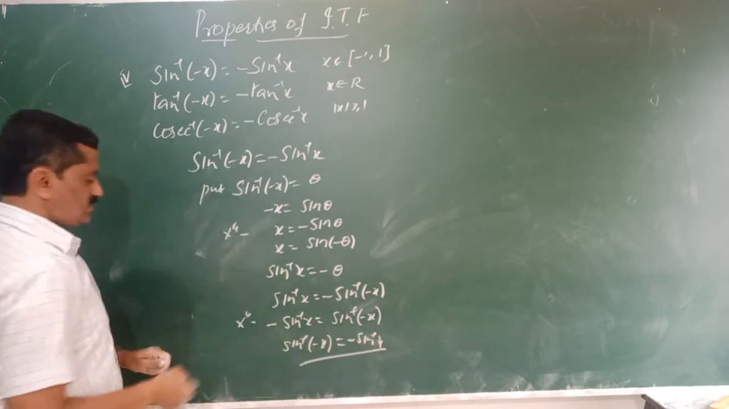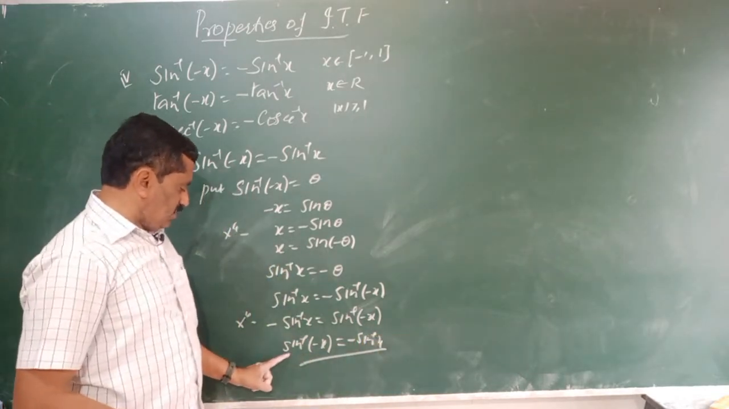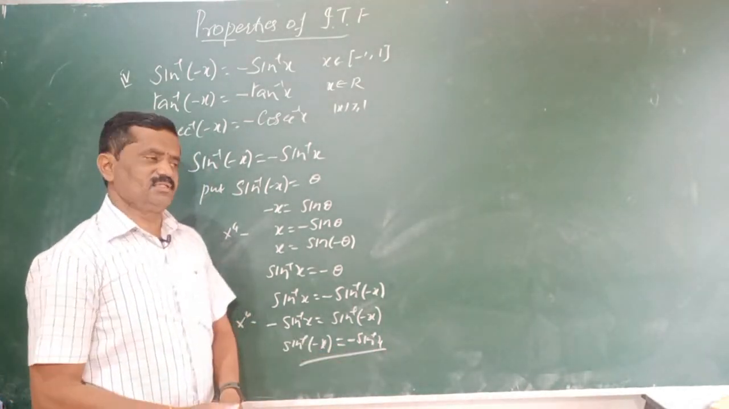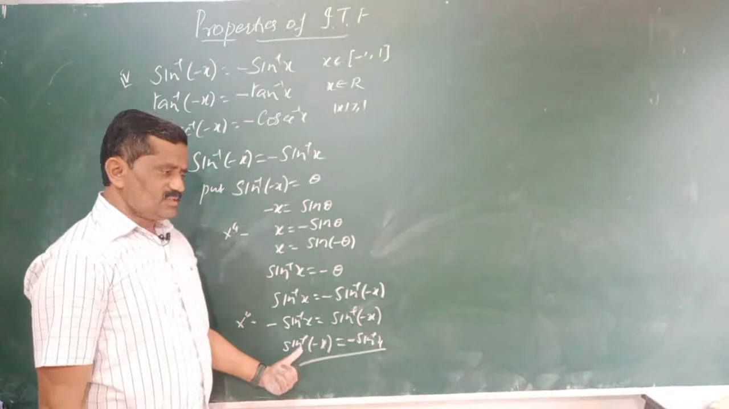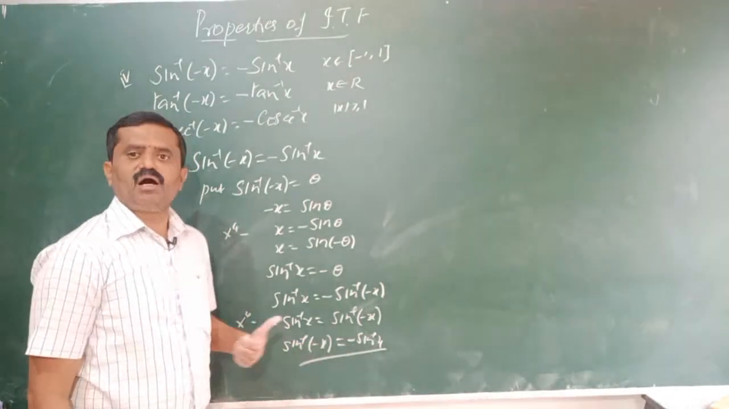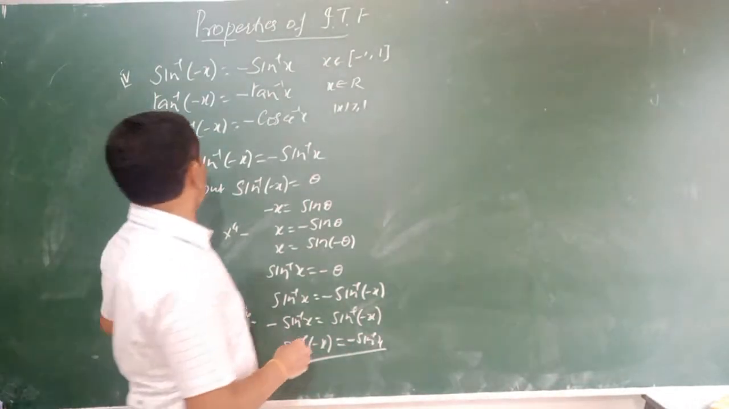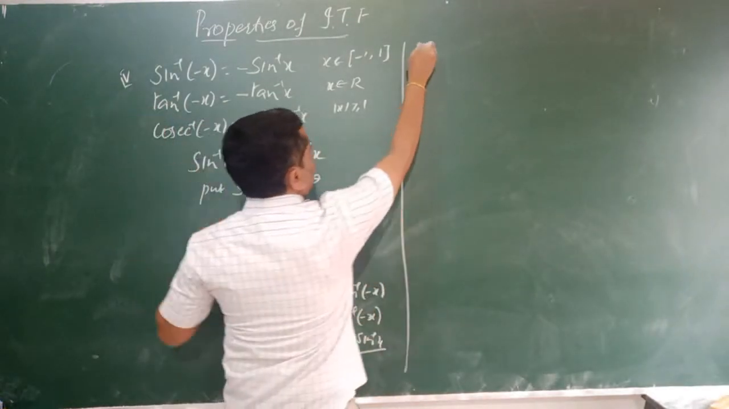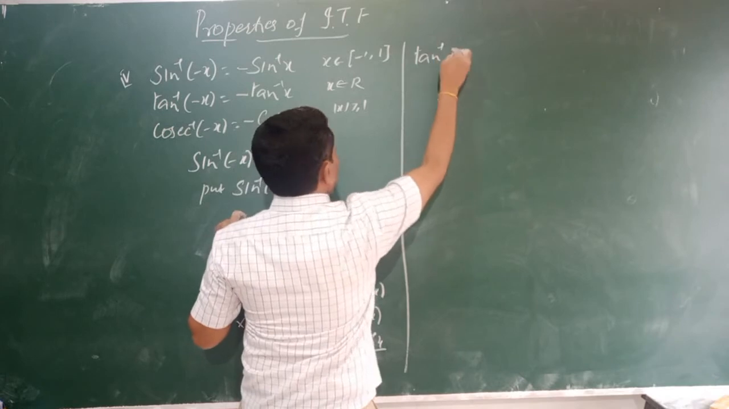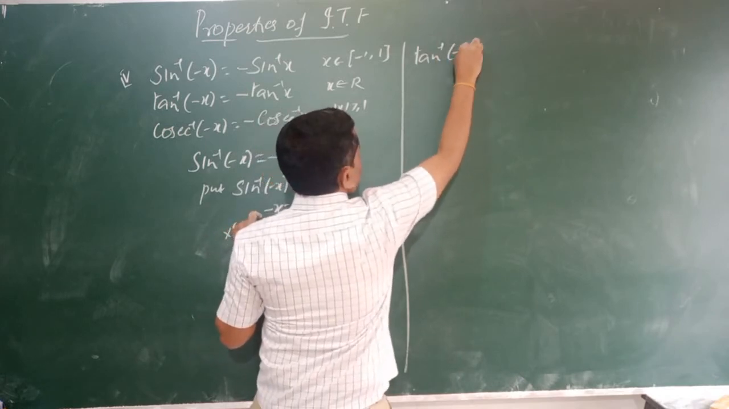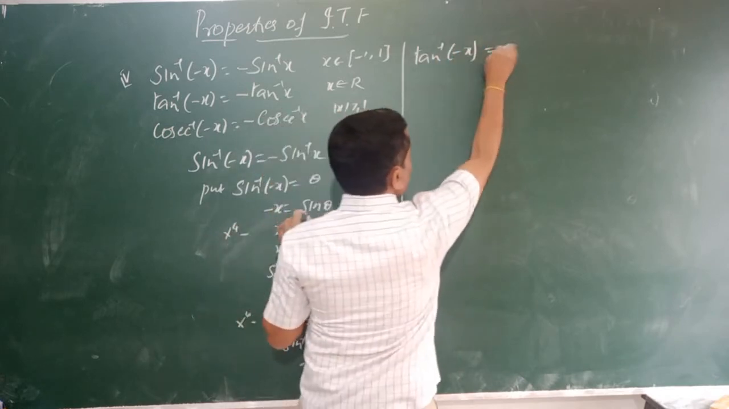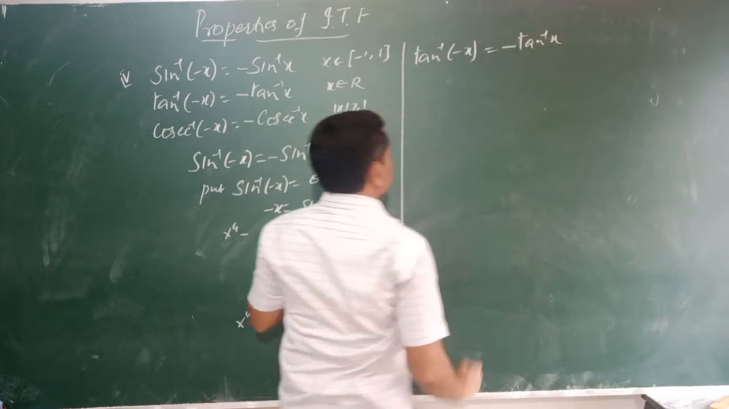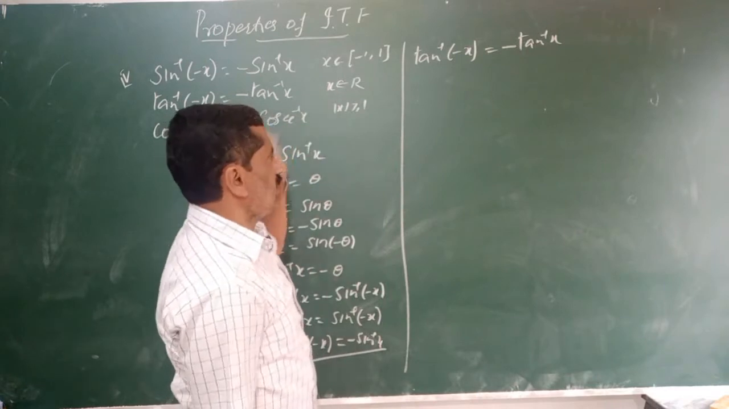You should remember this: sine inverse of minus x is equal to minus sine inverse of x. In simple way, for the sine inverse function, the minus comes outside. Next, similarly we have the second one, that is tan inverse of minus x is equal to minus tan inverse x, always for real numbers.